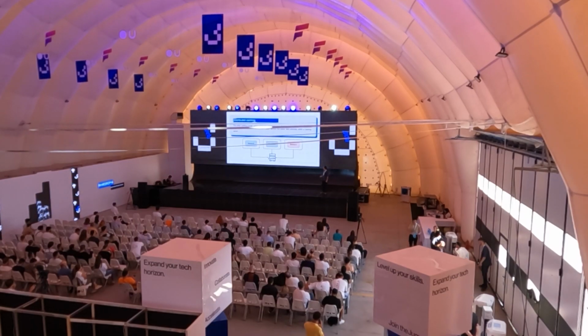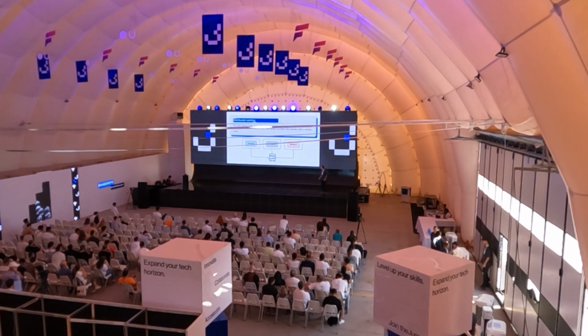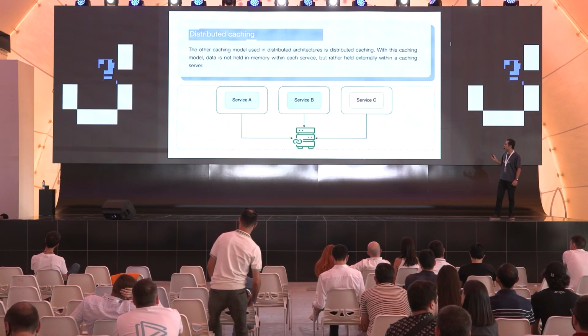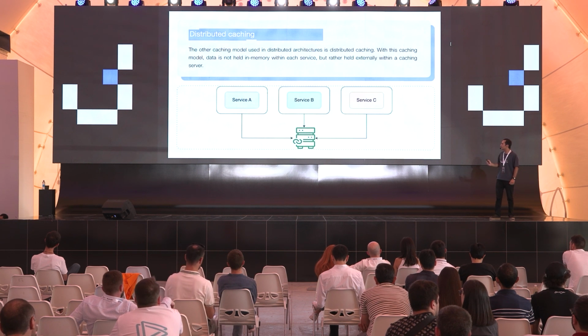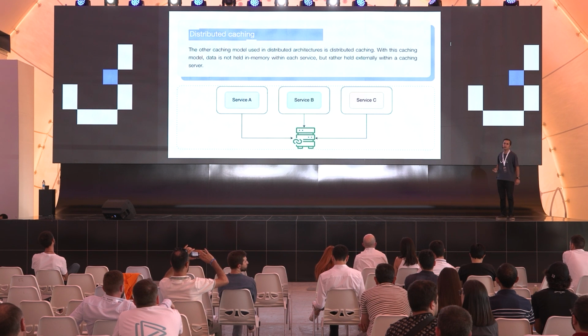And then another approach is distributed caching. In this approach, there is a standalone caching server which holds the shareable information, and three services, like service A, service B, and service C, communicate with this server, and they are sharing data through the caching server.